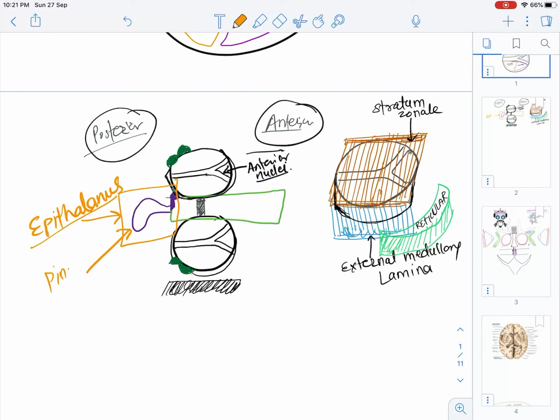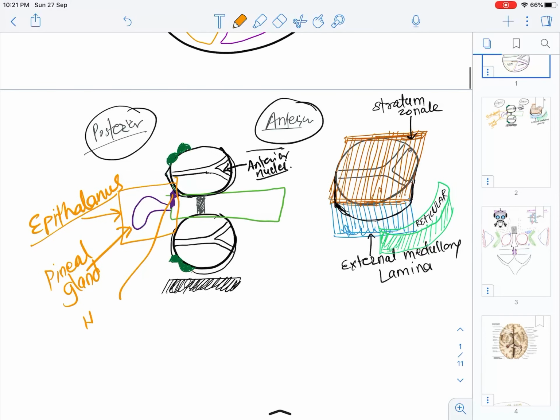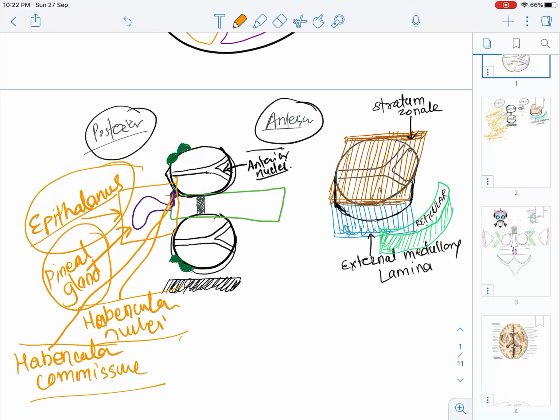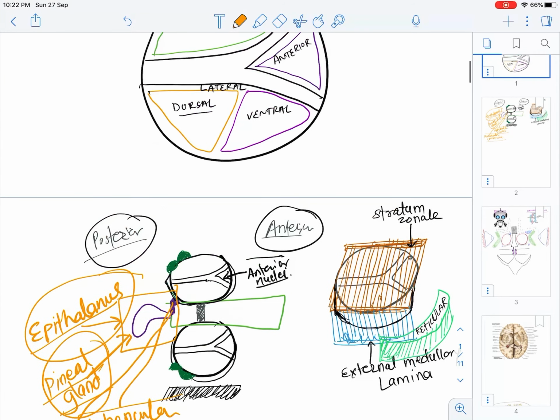It consists of the pineal gland. Then this is the habenular nuclei, and the fibers joining the pineal gland and habenular nuclei are called the habenular commissure. Now we know what a commissure is; we saw it in the cortical layers video. So for now remember epithalamus: the posterior part of the thalamus, which has the pineal gland, habenular nuclei, and habenular commissure.